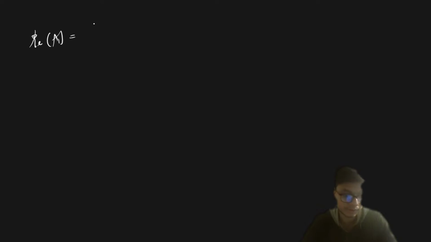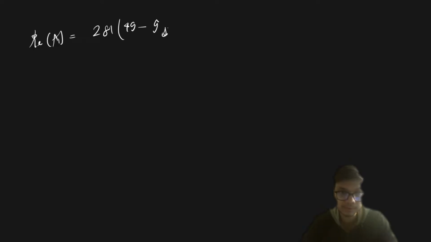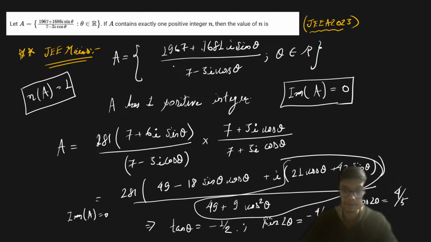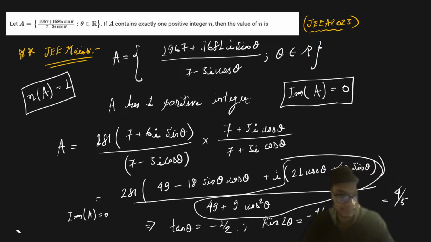real part of A is equal to 281 times 49 minus 9 times sin 2 theta, divided by 49 plus 9 times cos square theta. Okay, I just made one mistake over here. It should be cos square theta, which is equal to 4 upon 5. I hope this part is clear, right?